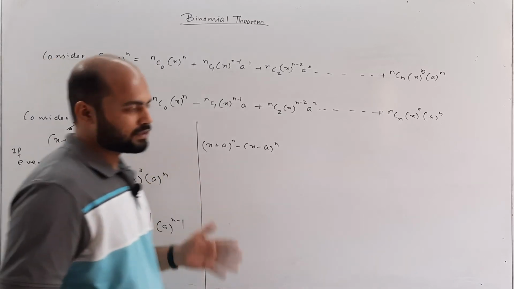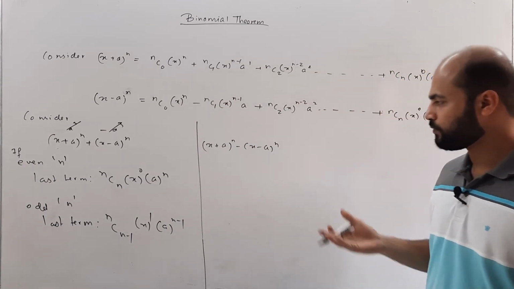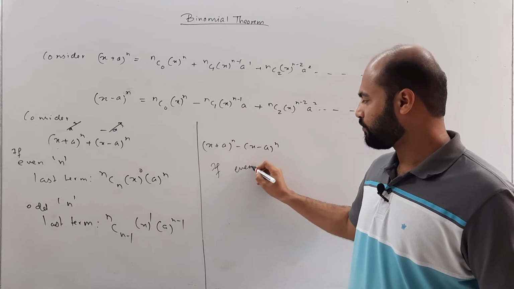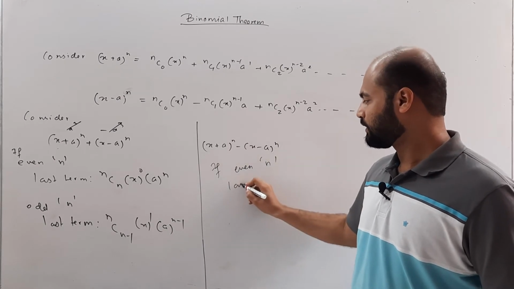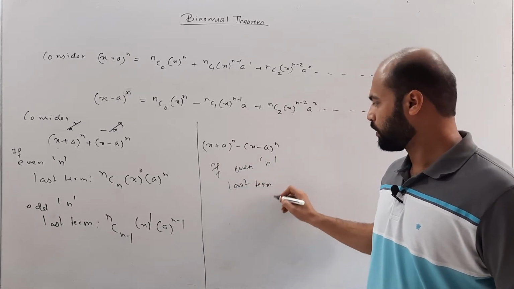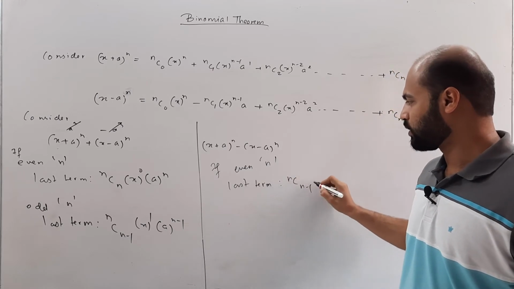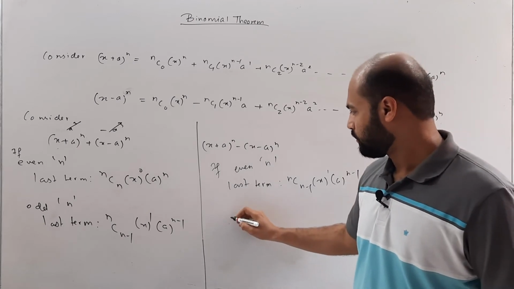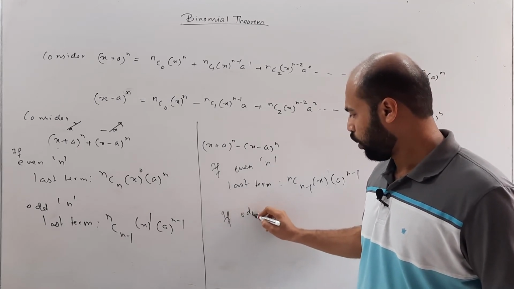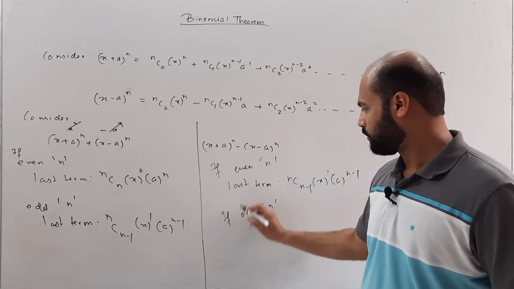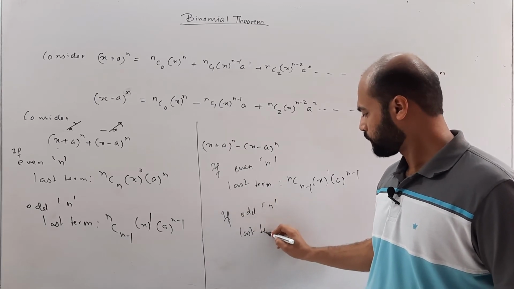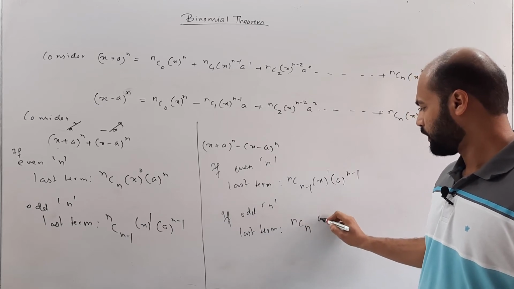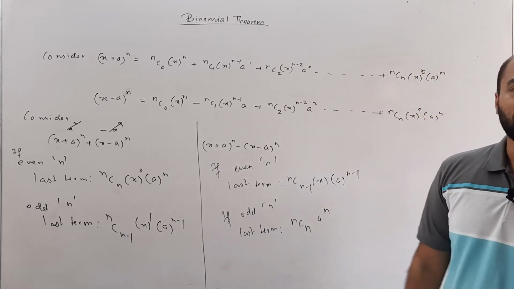And in this case, it's exactly going to be the opposite of what we have derived here, and you can prove it for yourself now. If we have even n, then the last term over here is going to be nC(n minus 1) x raised to 1 a raised to n minus 1. And if it's odd n, then the last term is going to be nCn a raised to n. That is going to be the last term.